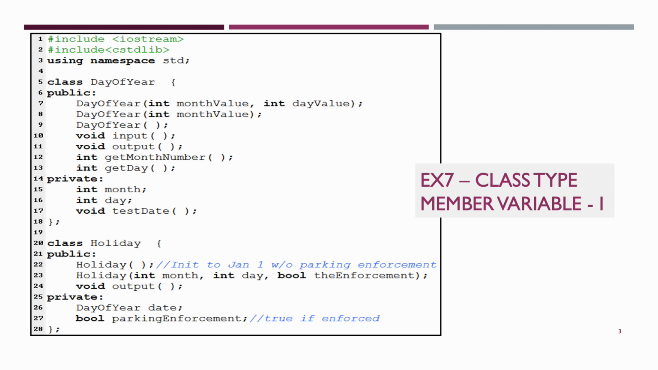Now, notice that when a holiday object is created, the constructor of the day of year object must be called to ensure the date is initialized correctly. The constructors ensure that all parts of the object, including the member objects, are properly set up when the object is created. This illustrates the need for special constructor handling when working with class type member variables, as we discussed in the previous slide.